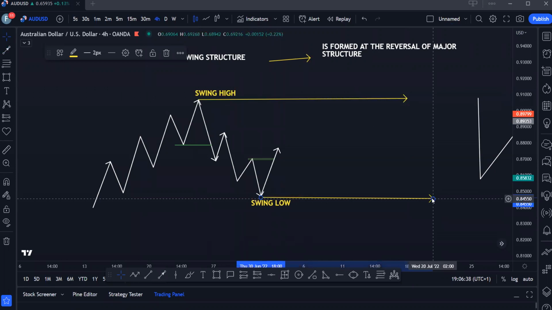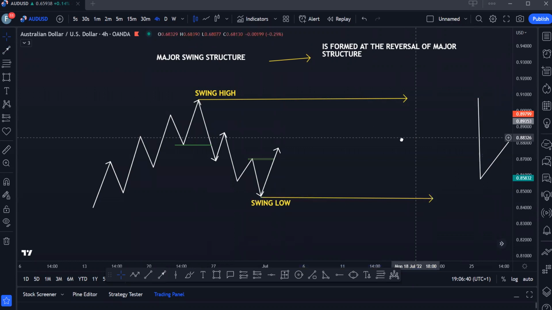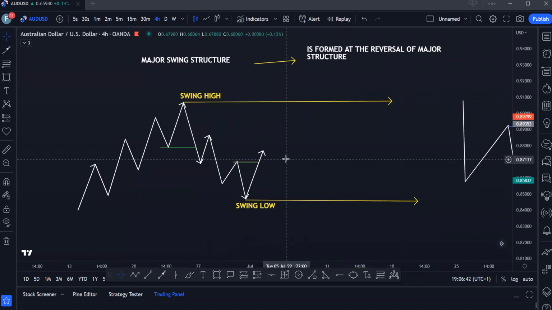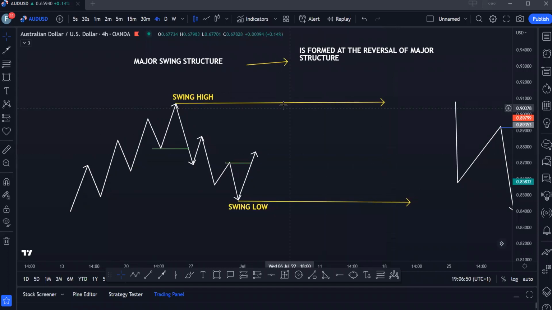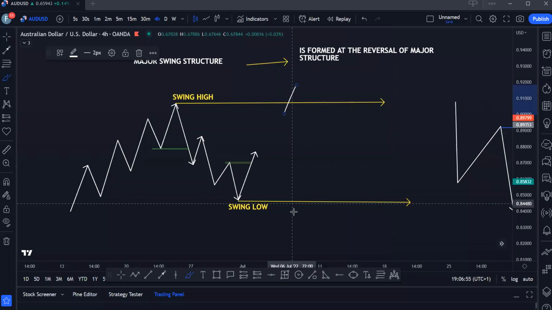Okay, I'm trying my best to make this as clear as possible. So when we have a swing low printed like this, the next thing you're looking forward to right now is for price to either break a swing high or break this swing low.